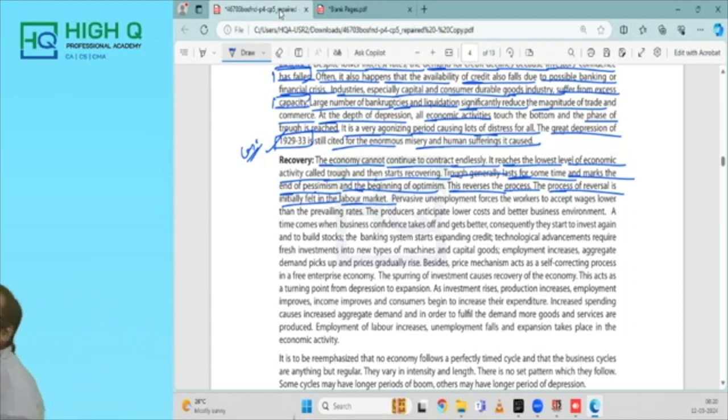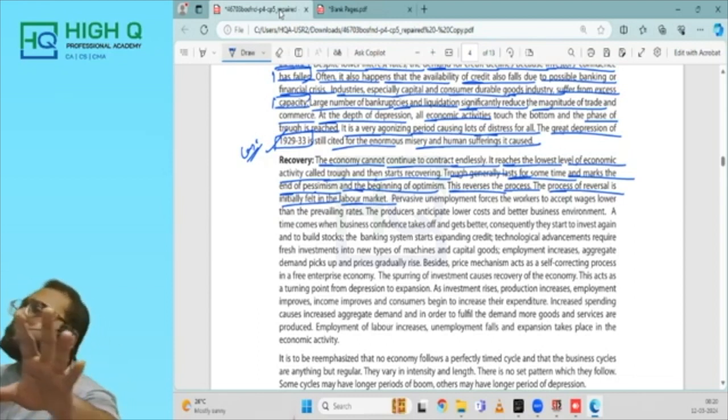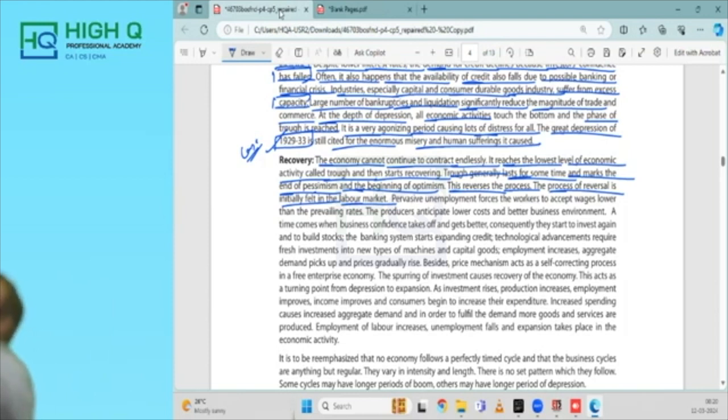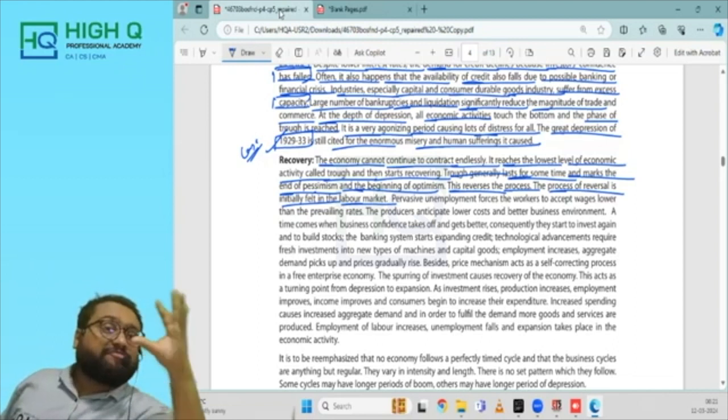Labor will work at half the rate. For example, my daily wage is 100 rupees. I'm ready to work at 50. Why? At 50 I will survive. I'll get bread and butter to eat. I'll get dosai to eat. Yes or no? At 0, I won't get anything to eat. But at 50, I'll get something to eat.